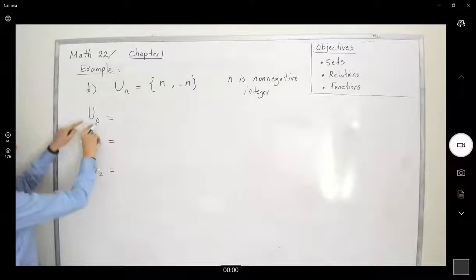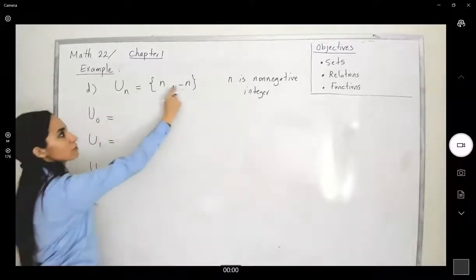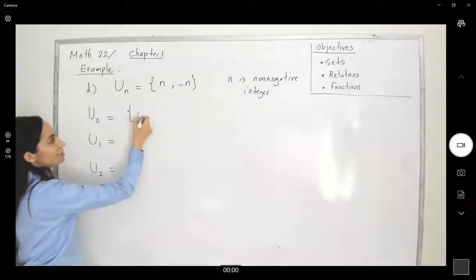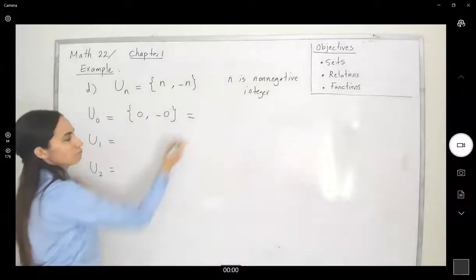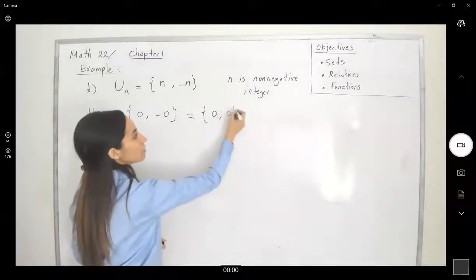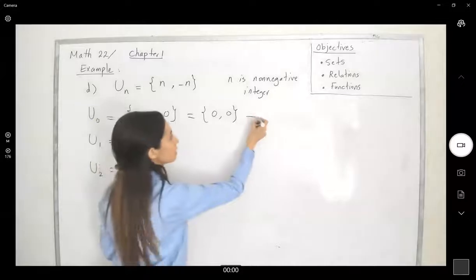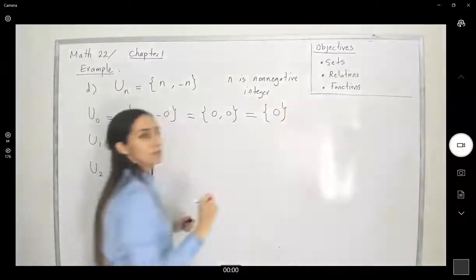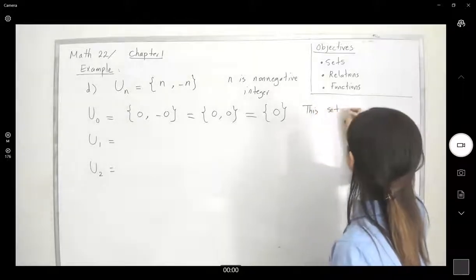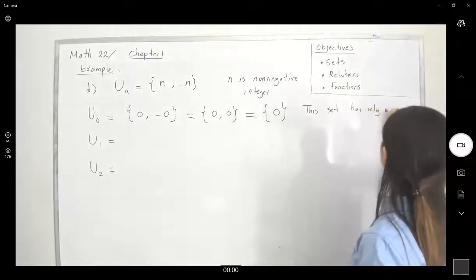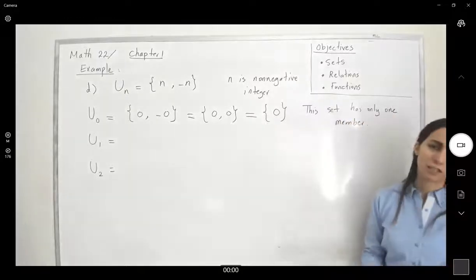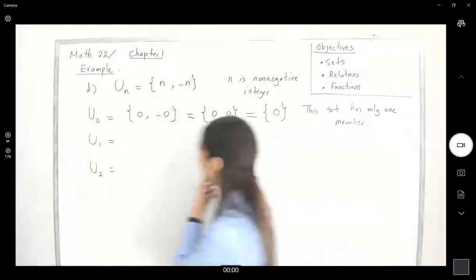So take a look at this. It says u sub 0. It means that wherever we see n, we're going to substitute that with 0. This is equal to 0, comma, negative 0. Negative 0 is equal to 0. So 0, comma, 0. Remember that we don't have repetition in a set. So this is equal to a set with only one member. This set has only one member. So it's a finite set with cardinality equal to 1.